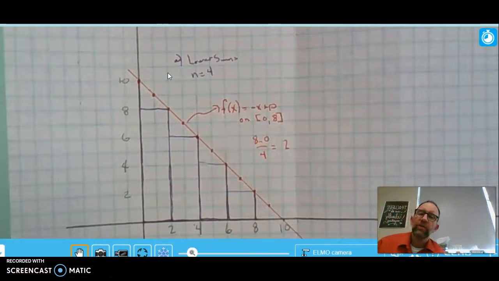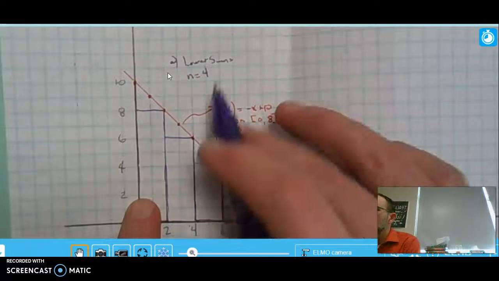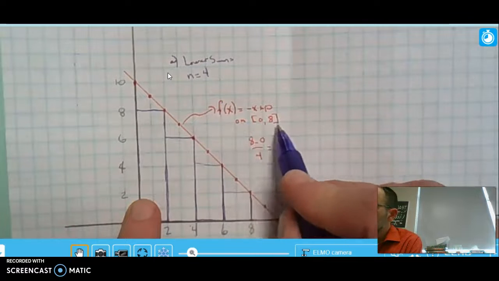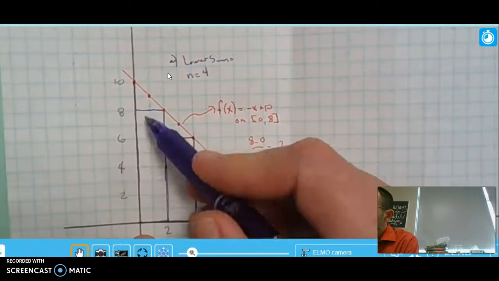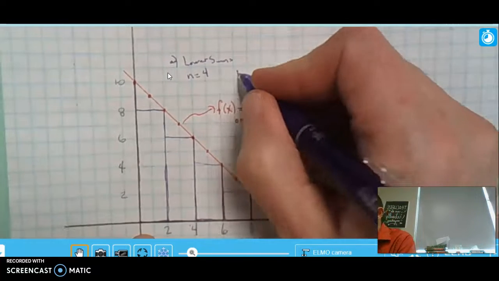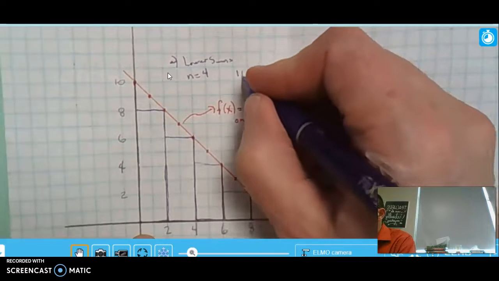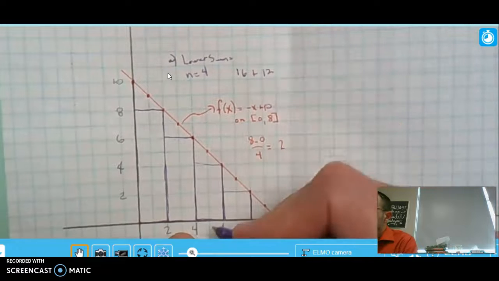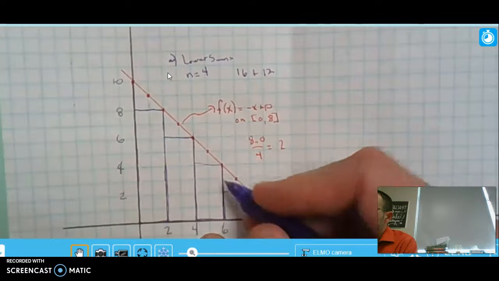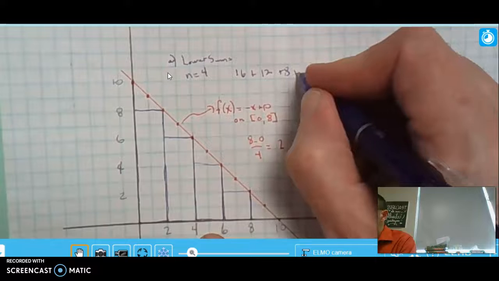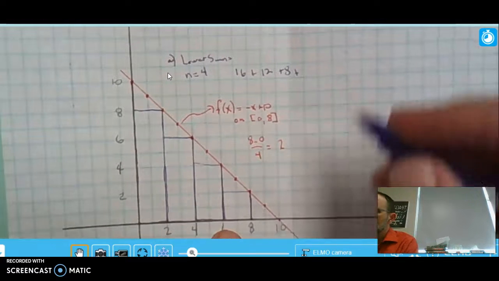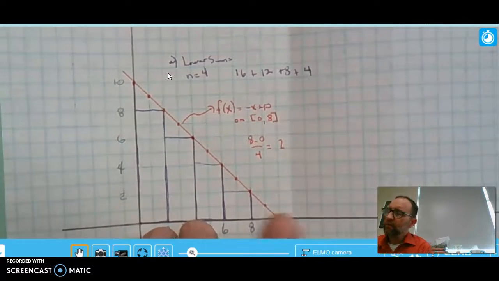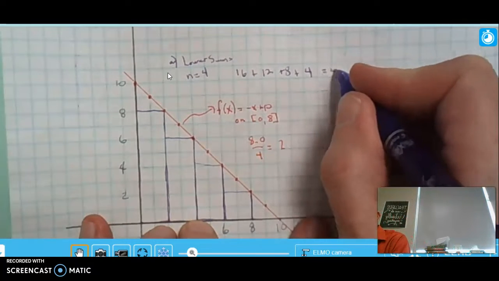So if I wanted to find the lower sums approximation to the area under this curve between 0 and 8, I would add up the area of rectangle 1, which would be 2 times 8, or 16, plus rectangle 2, which would be 2 times 6, which is 12, plus rectangle 3, which is 2 times 4, which is 8, and rectangle number 4, which is 2 times 2, which is 4. So if my math is right, when we add up the areas of these rectangles, we'll get 40.